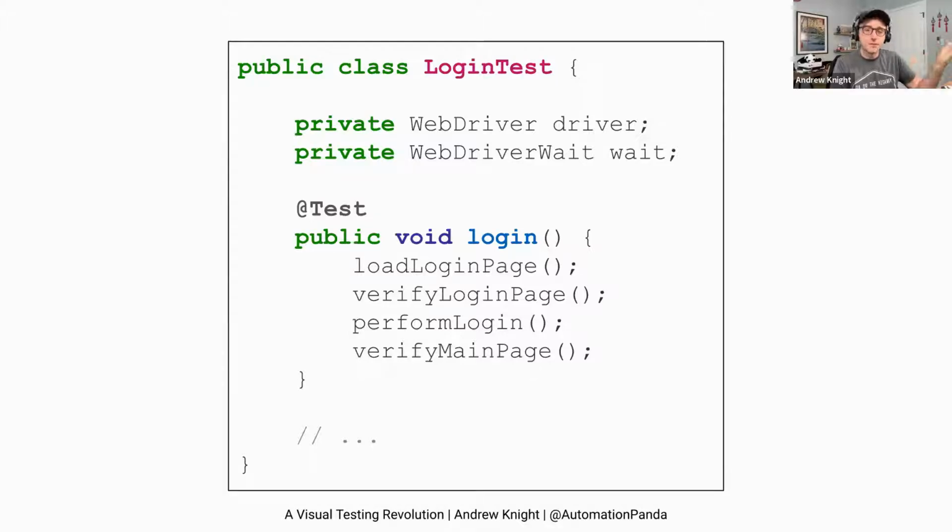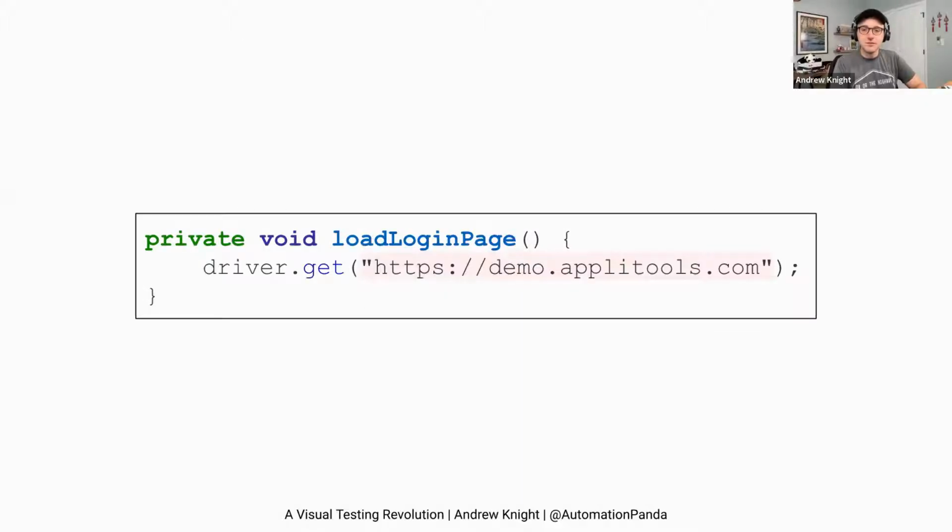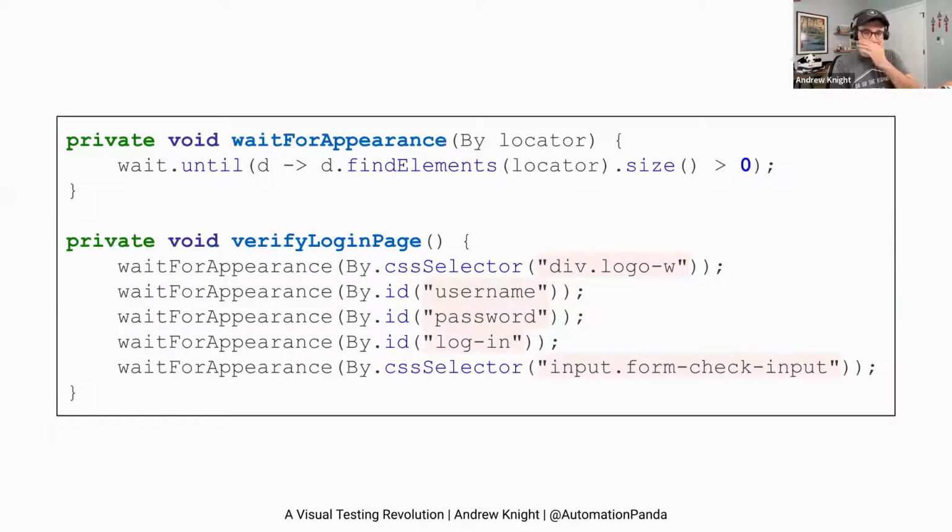So in Java, we have our JUnit test class. We've named it LoginTest. We've created a test case method named login, and it makes calls to 4 helper methods, 1 for each step. Just good structure. First method, load login page, would load the demo app's login page in the browser with driver.get. Second method, verify login page, verifies the appearance of 5 critical elements on the page: logo, username field, password field, sign-in button, and remember me checkbox.